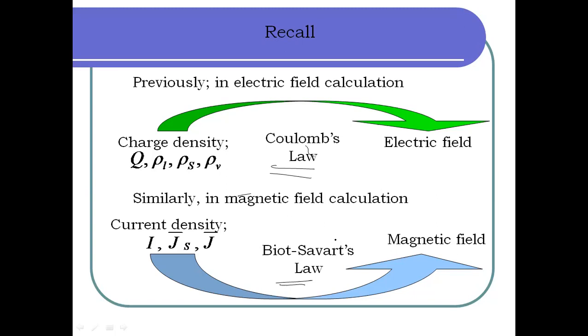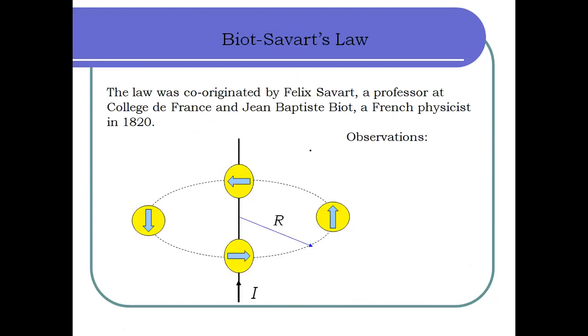Back to this slide, we're going to learn about Biot-Savart's law, which is the first law that can be used to calculate the magnetic field intensity. This Biot-Savart law is comparable to Coulomb's law, as I mentioned before. It is based on the experiment done by Mr. Savart and Mr. Biot, which is why the law is named after them, Felix Savart and Jean-Baptiste Biot.